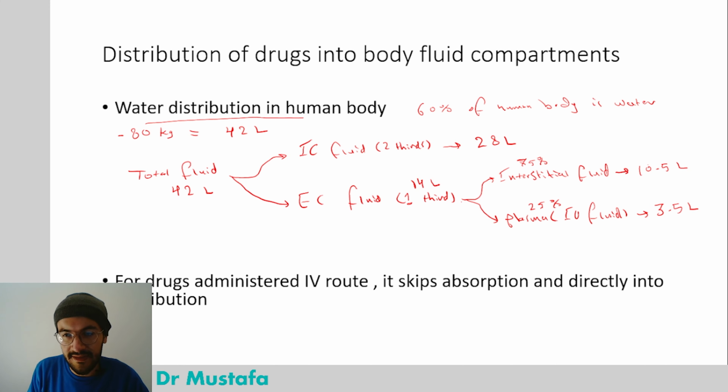When we give drugs, they start by distributing into the plasma, and then depending on the volume of distribution of the drug, it might distribute to the other compartments. It starts with the plasma, then interstitial fluid, then finally the intracellular fluid. And drugs administered by the intravenous route skip the absorption and go directly into distribution. That's an important note to look for.